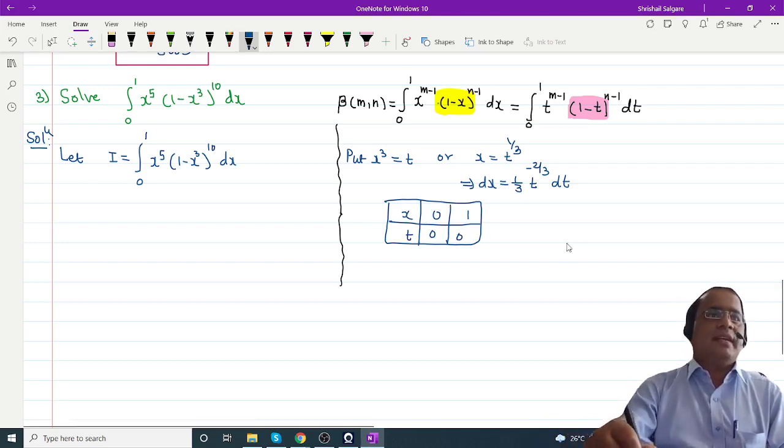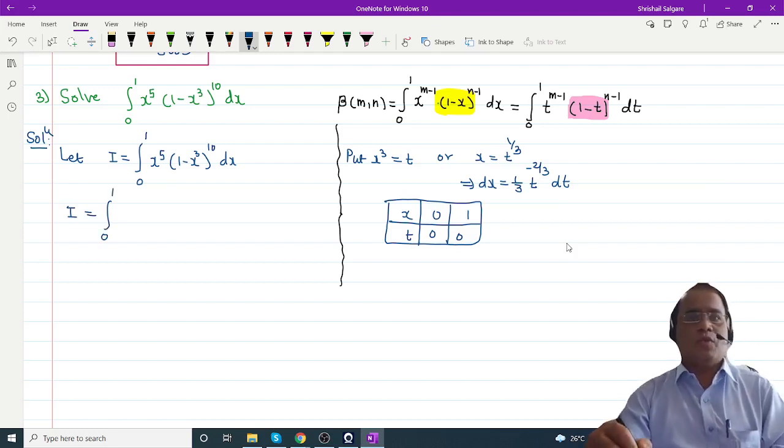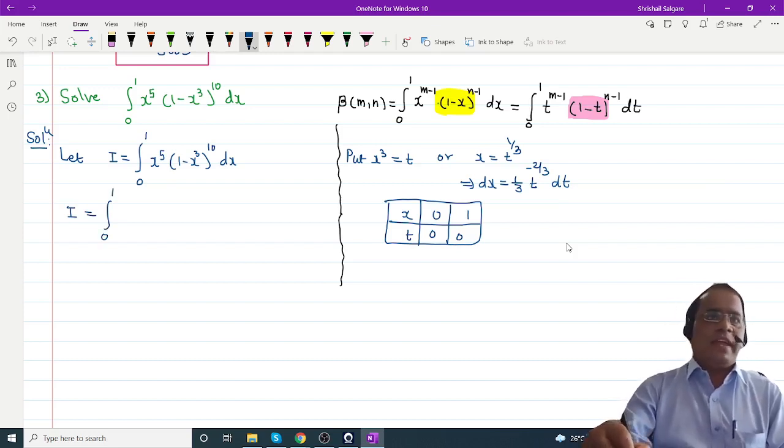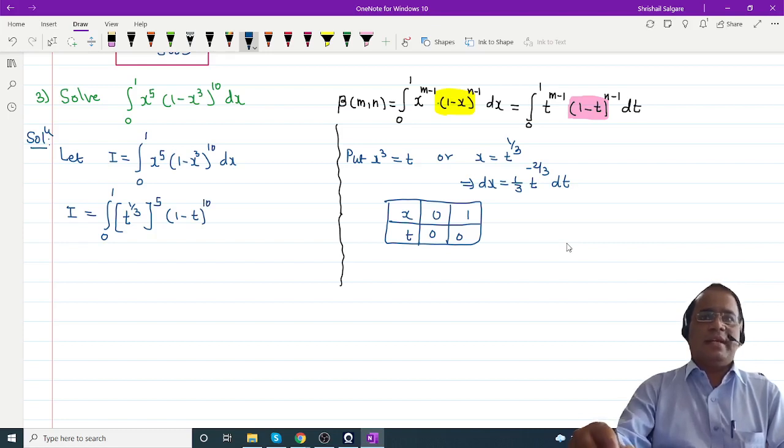That's why I will substitute directly in this integral. Therefore, this integral I is given by the new limits, the integral from 0 to 1. The value of x is t raised to 1 by 3, and that bracket is raised to 5. The second bracket comes as 1 minus t raised to 10, and for dx I have to write 1 by 3 into t raised to minus 2 by 3 dt.